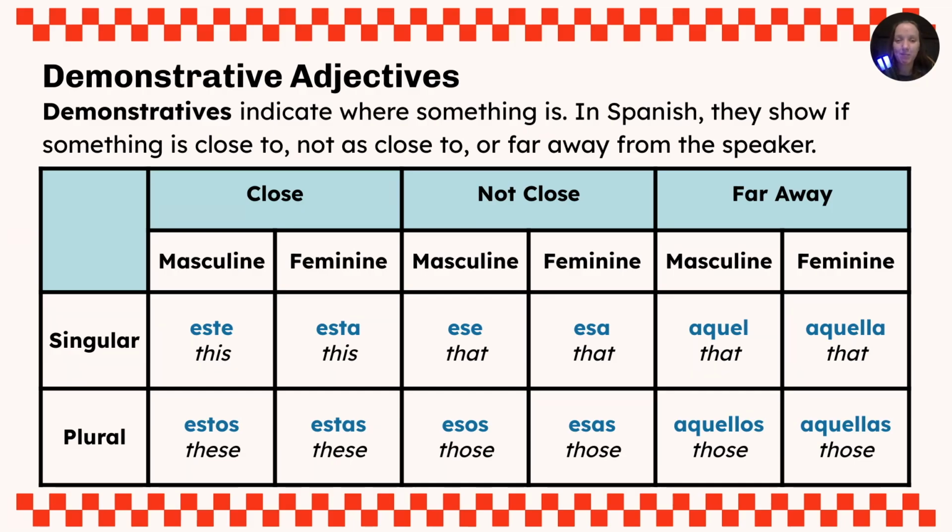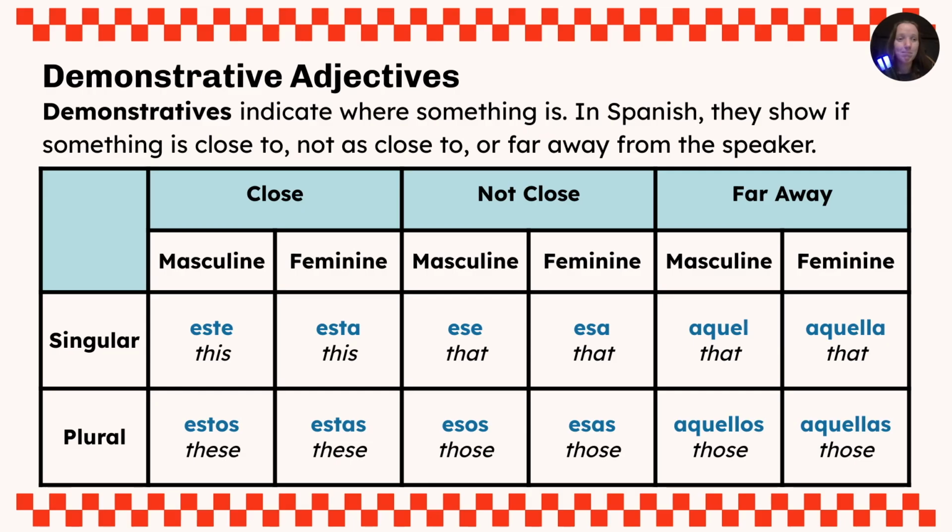If you're referring to something that is not close to you but not far away, you would use the demonstrative that. In Spanish, we have two ways we can say this. If you're talking about a noun that is masculine, you would say ese. If you're talking about a noun that is feminine, then you would use esa. If you're referring to something that is very far away from you, then you would use the demonstrative that, right? That way over there. If the noun you're talking about is masculine, you would use aquel. If the noun that you're talking about is feminine, you would use aquella.